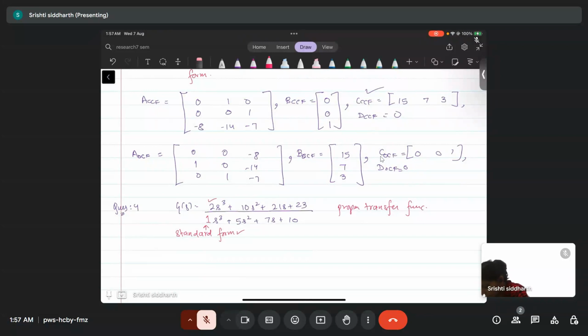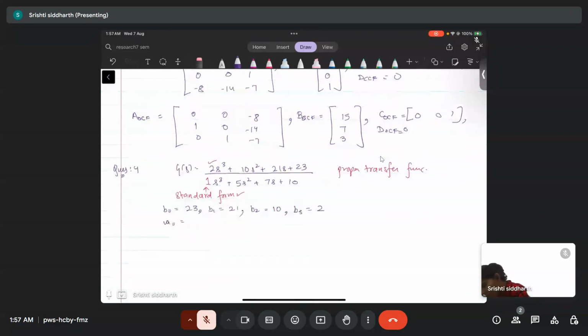Alright, so the CCF form is a third order system. 0, 1, 0, 0, 0, 1, minus 10, minus 7, minus 5. BCCF is 0 everywhere except the last entry, that's 1.